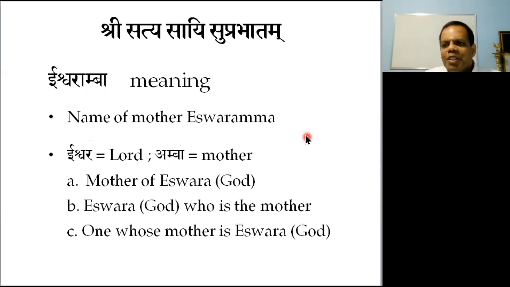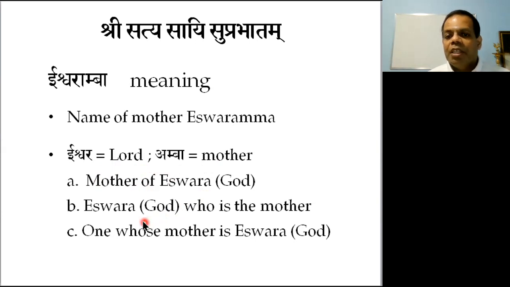Then there are other meanings also which can be derived from that. So I'm just going to go through the meanings. There are two words. One is Ishvara, the other one is Amba. Amba means mother. Ishvara means Lord. You can say mother of Ishvara. Ishvara's Amma. That is one meaning. Why is she called Ishvaramba? Because Swami's mother, I think she was renamed as Ishvaramba by Swami's grandfather.